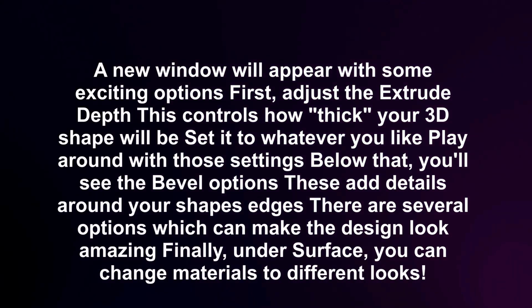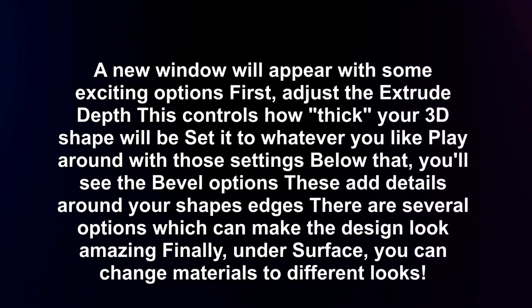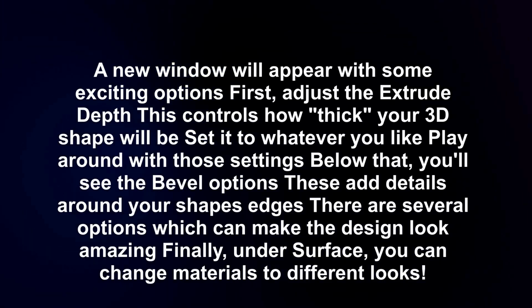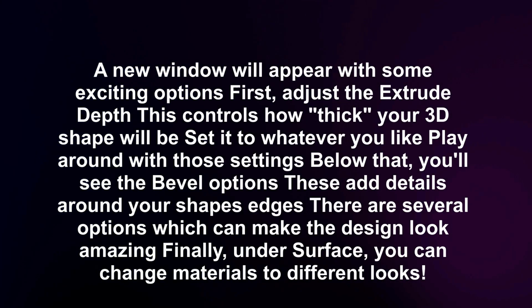Below that, you'll see the bevel options. These are details around your shape's edges. There are several options which can make the design look amazing. Finally, under surface, you can change materials to different looks.